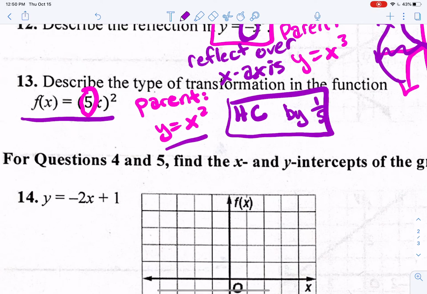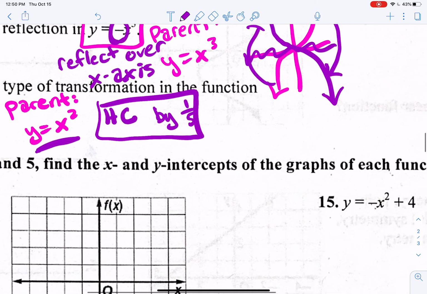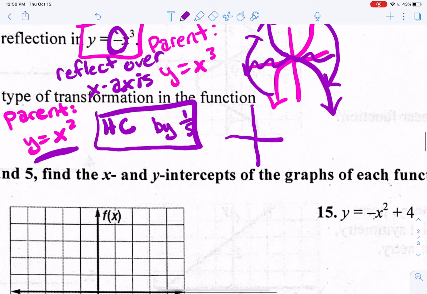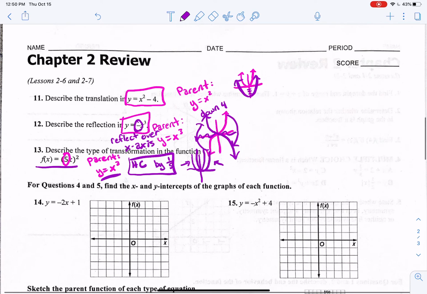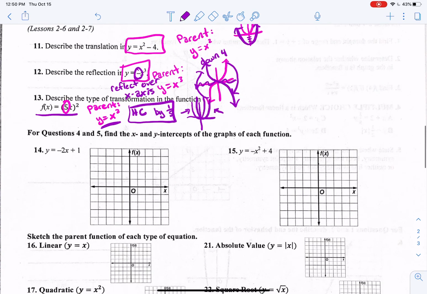So I'm starting with x squared and I'm horizontally compressing him by 1/5. So if you think about what the graph of that thing looks like, my parent function is just a parabola, but horizontally compressing him means I'm like pressing in on the two sides. So he's going to be really skinny, okay? All right, last two before we do the parent functions themselves, find the x and y intercepts of the graph.